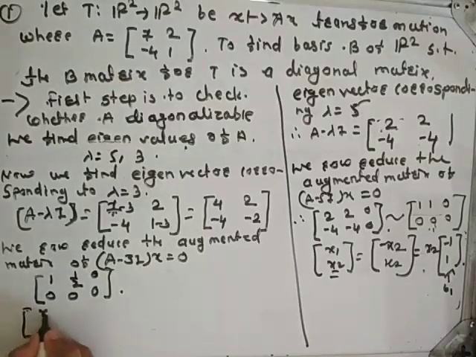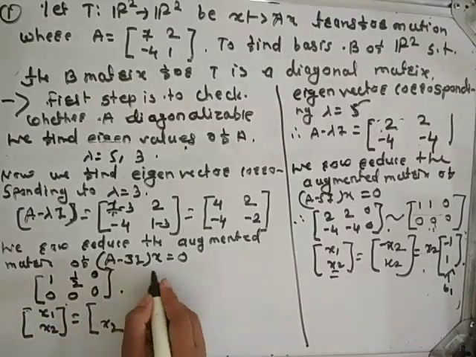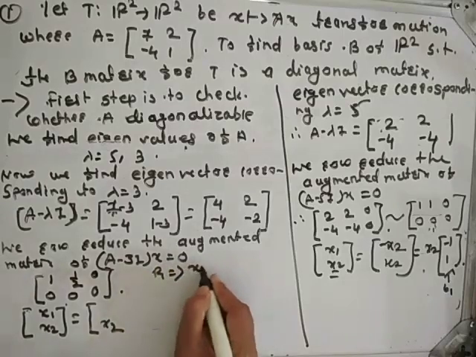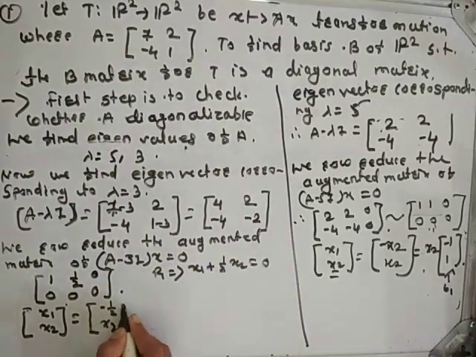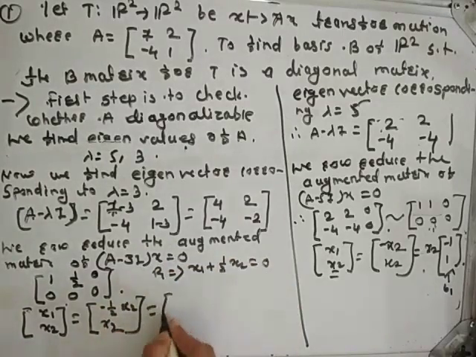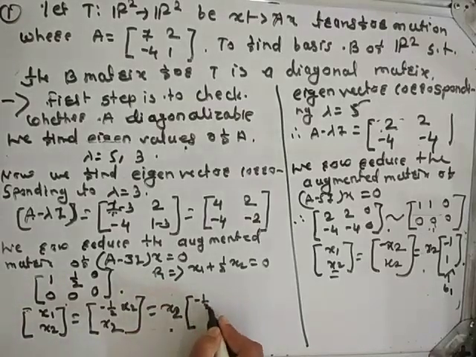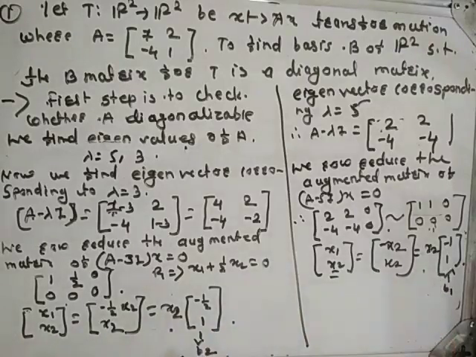So we will get vector x1, x2 equals, here x2 is a free variable, so keep it as it is. R1 implies x1 plus 1 by 2 x2 equals 0. So we get x1 equals minus 1 by 2 x2. So this is nothing but x2 into the vector minus 1 by 2, 1. So this is vector b2. Now this vector b1 and b2 form a matrix P.